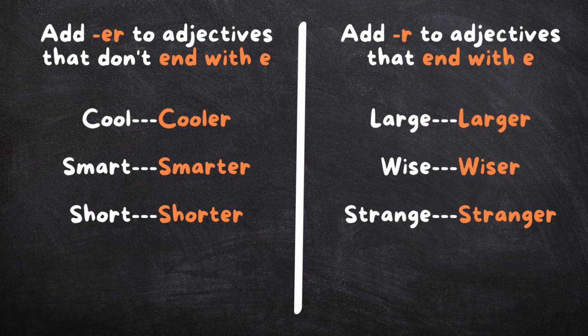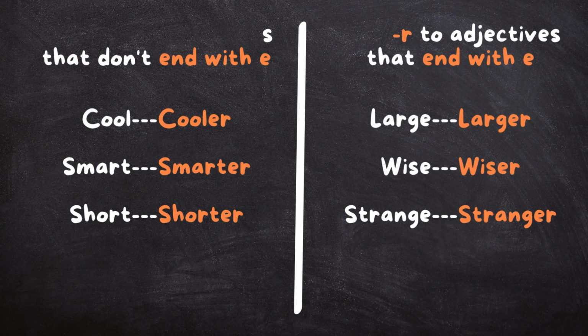Now, add r to adjectives that end with e. So, examples will be large. It ends with e, so you just have to add r to get the comparative form of it. So, it will be larger when we get a larger box. Wise also ends with e. You just have to add an r to it to get the comparative form of it. We get a wiser man. Same with strange. It becomes stranger, a stranger boy.